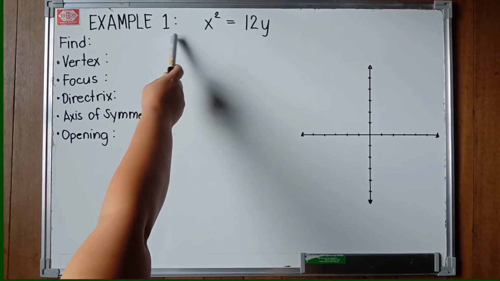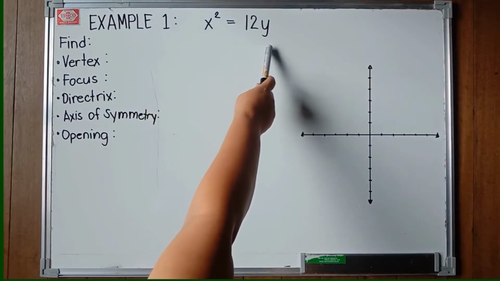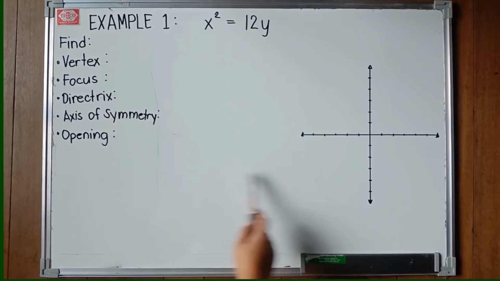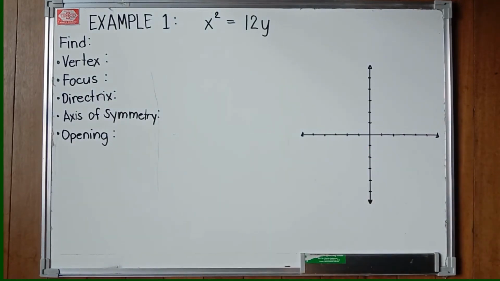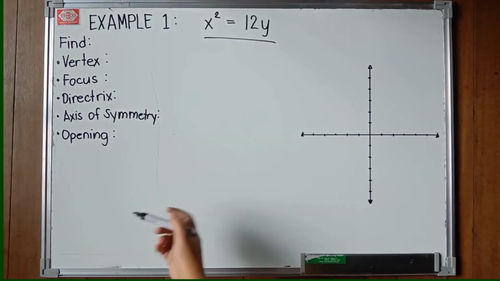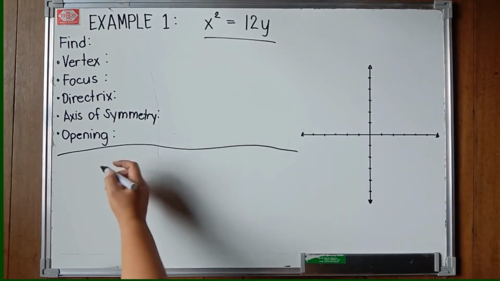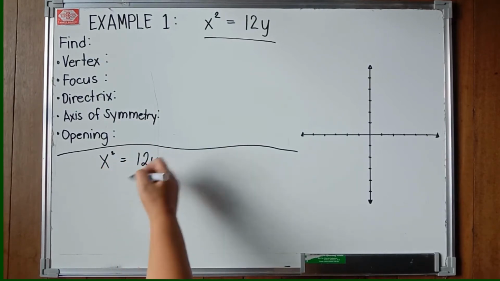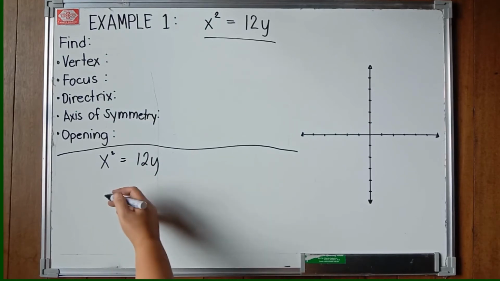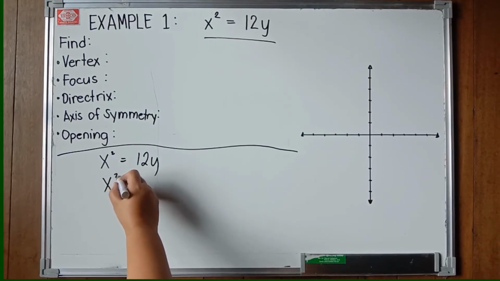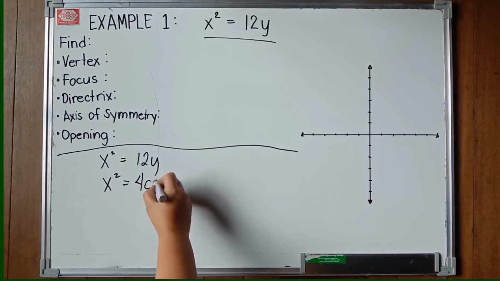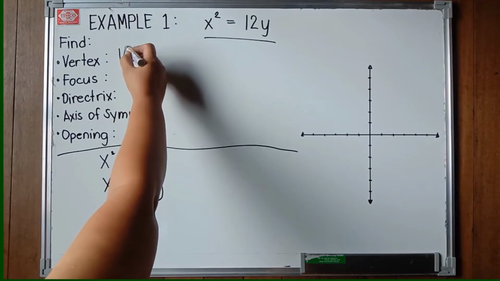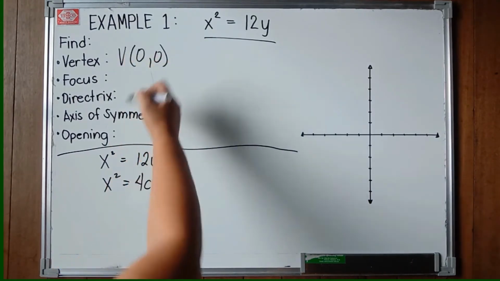So let's have example 1. Our given is x squared is equal to 12y. So we're going to find the vertex, the focus, the directrix, the axis of symmetry, and the opening. We're also going to graph it. So the given is x squared is equal to 12y. Familiar siya, di ba? We can associate it with the formula x squared is equal to 4cy. So this means that our vertex is 0, 0.